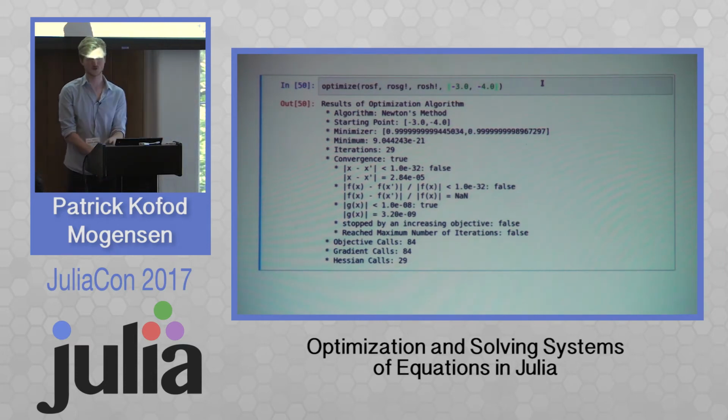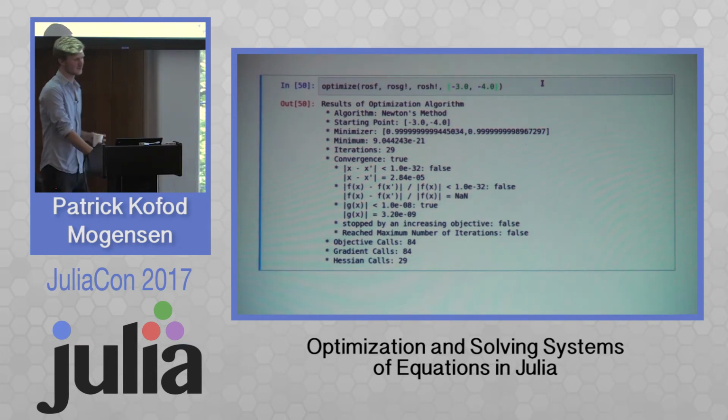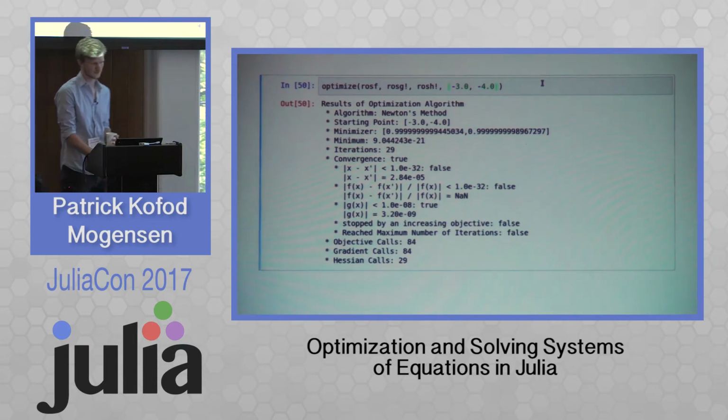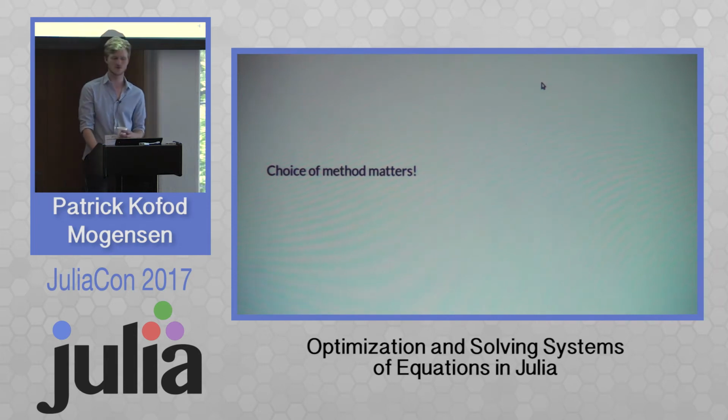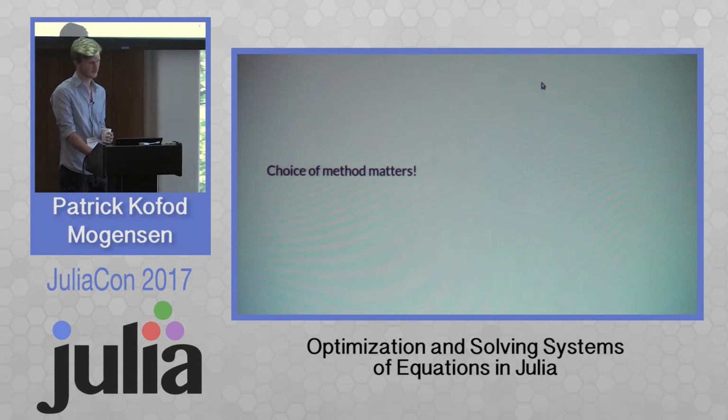Okay, so it wasn't just because we used the gradient that we didn't converge. It seems to be that there's more to this story. So the choice of methods matters. That's why it might default to some method, but you should try different ones to see if you get the same minimizer.